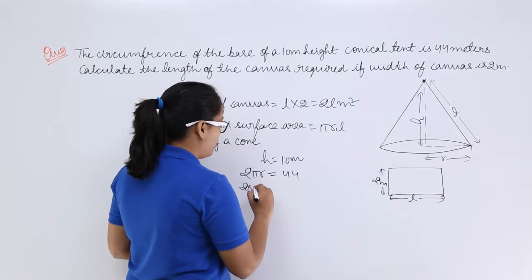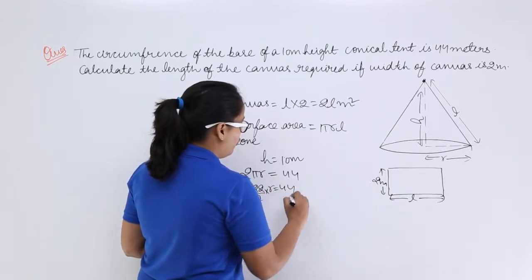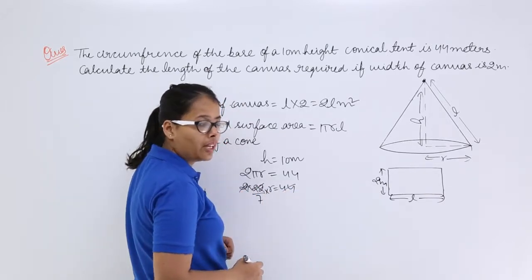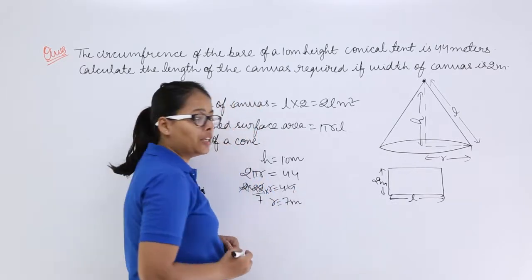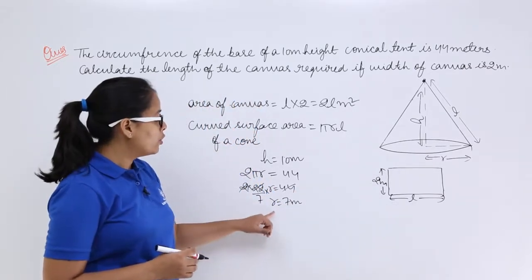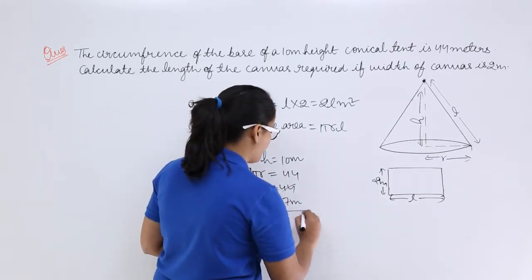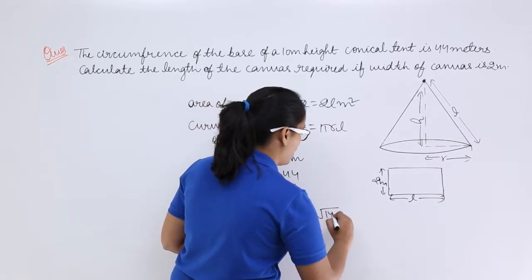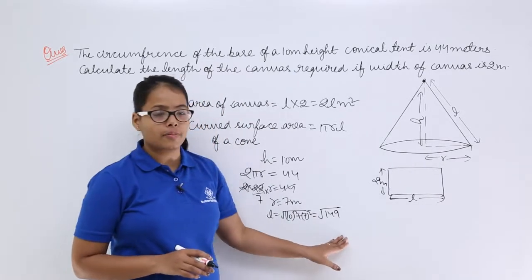Let's put the value for pi, which is 22 by 7, into r is equal to 44. 22 into 2 is 44. 44 will get cancelled out and you will get radius as 7 meter. Now you know the value for r, you know the value for h. Let's calculate slant height, which is going to be root of 10 whole square plus 7 whole square. This is going to be root 149. Let's keep this as it is.